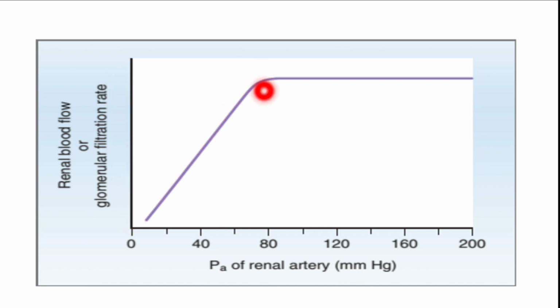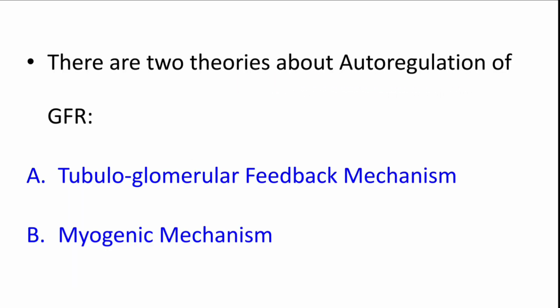So in this range from 80 to 200 millimeter of mercury, the autoregulation is very effective. Now there are two theories about the autoregulation of GFR, or we can say there are two mechanisms which can explain the autoregulation of GFR. That is the tubulo-glomerular feedback theory and the myogenic theory or myogenic mechanism. We will explain each of these.